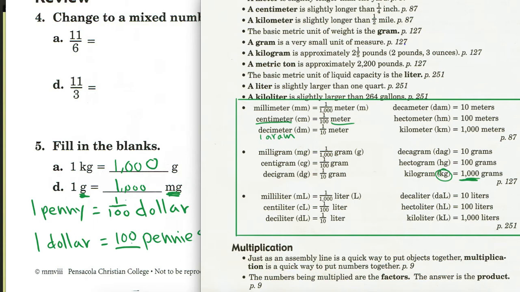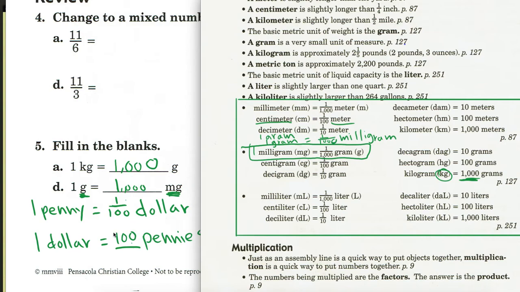So 1 milligram equals 1/1000th of a gram. So I can't say 1 gram equals 1/1000th of a milligram. No. I need to think of it as the opposite way. Flip it around.